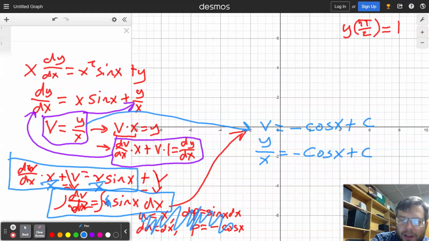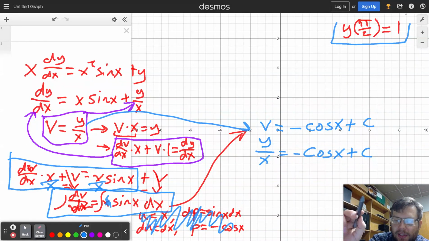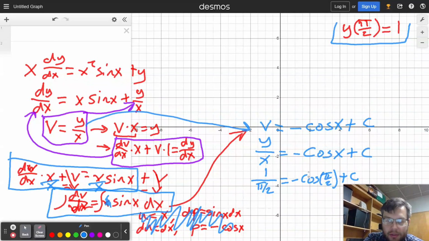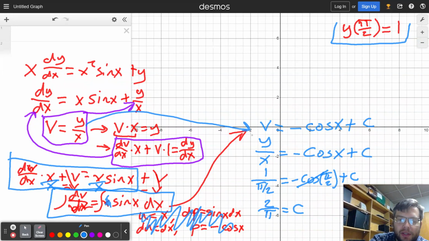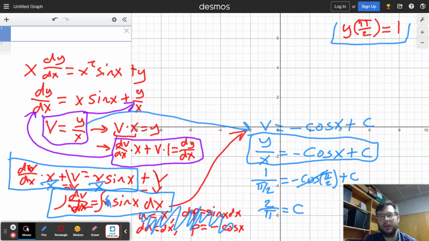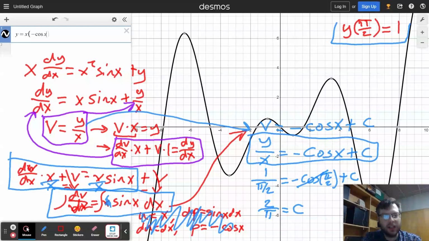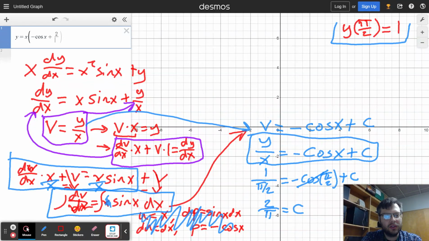Before I solve for y, I'm going to go back to my initial condition over here. y of pi over 2 equals 1. So that means x is pi over 2 and y is 1. So 1 over pi over 2 is negative cosine of pi over 2 plus c. Cosine of pi over 2 is 0. Dividing by a fraction is multiplying by its reciprocal. So 2 over pi is c. I return to this step now, and I write my general solution. I'll just type it in so we can look at the actual graph here. y equals x times negative cosine x plus 2 over pi.